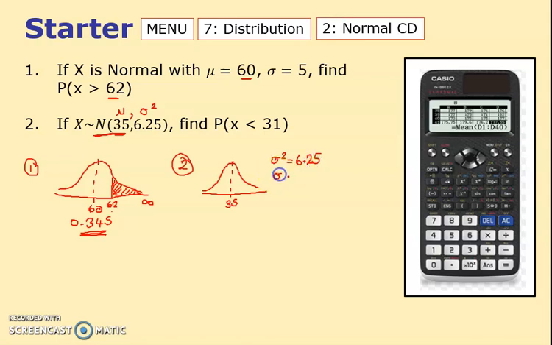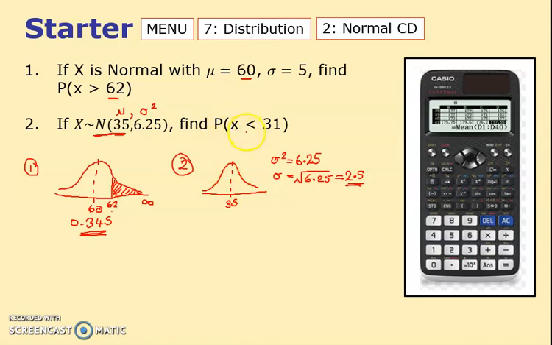On my calculator, I have to type in the square root of 6.25. So I want you to type that into your calculator. You'll have to go menu 1 to get back out. Square root of 6.25, and you should find it is 2.5. Actually, my calculator says 5 over 2, but you get the idea. So 2.5 is sigma.